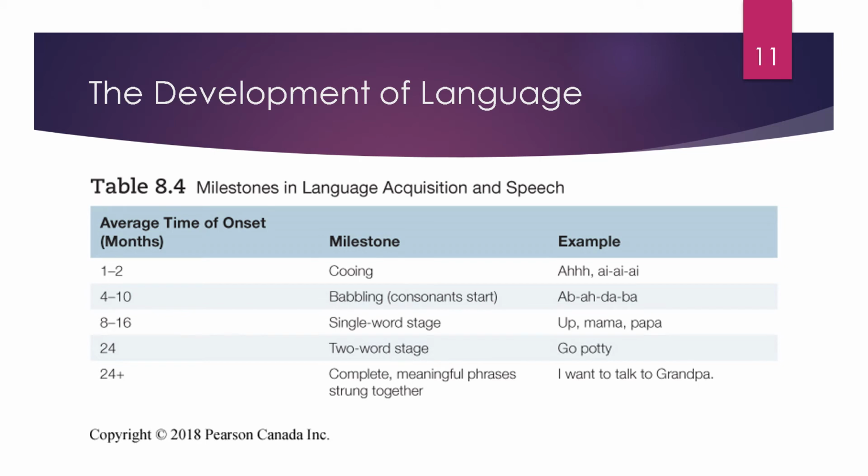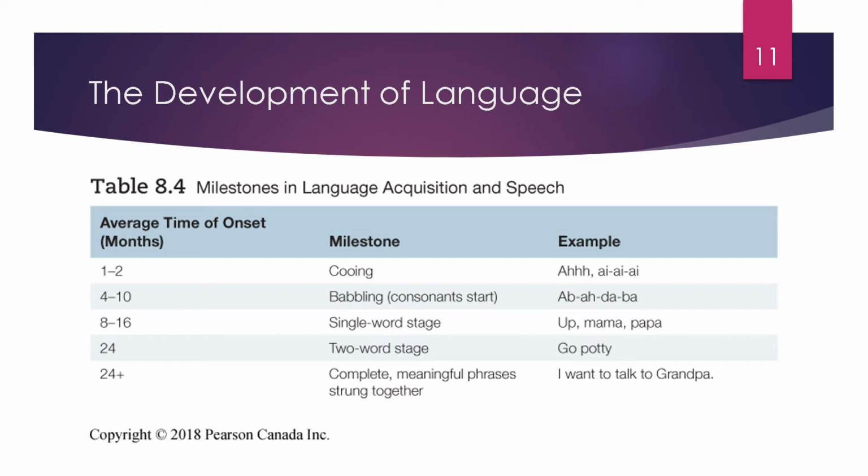So here are some milestones in terms of language acquisition and speech. You can see that by around 1 to 2 months, the child should be cooing. At 4 to 10 months, they should be babbling, so that's when the consonants start. So instead of all vowel sounds like the cooing, the babbling includes those consonants as well. So ab, a, da, ba. So actually adding in those consonant sounds.